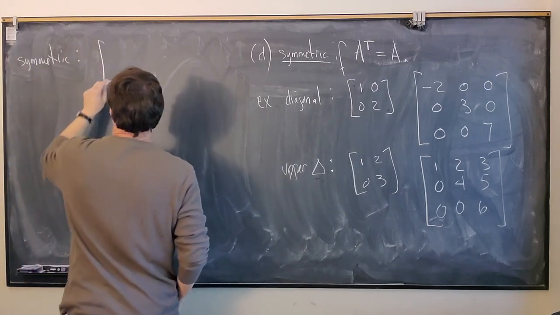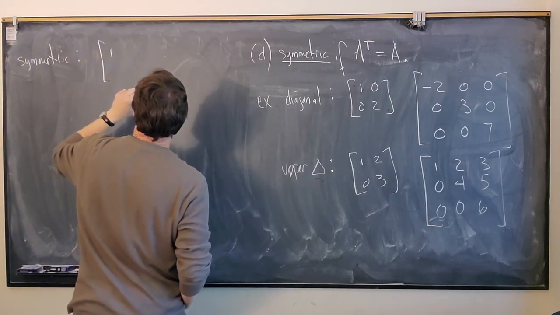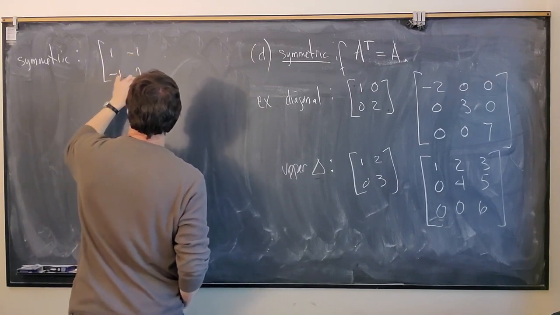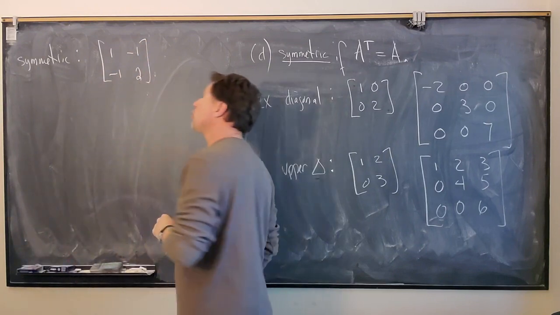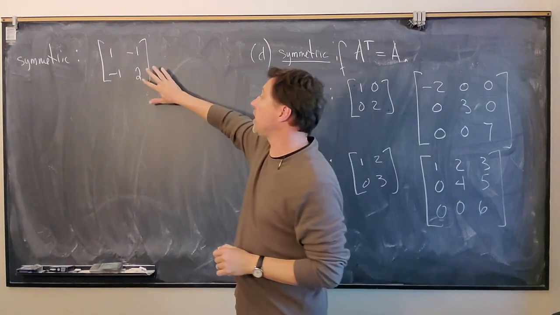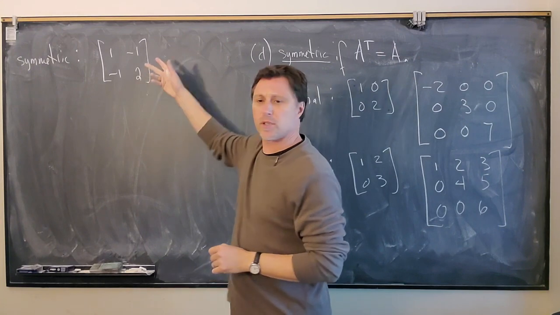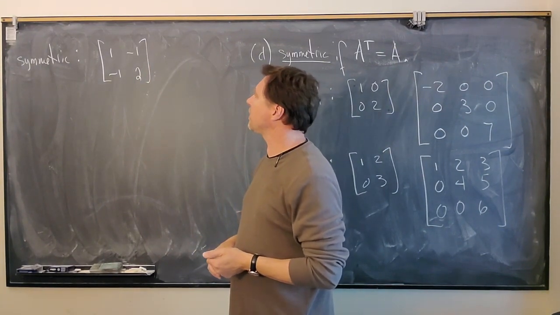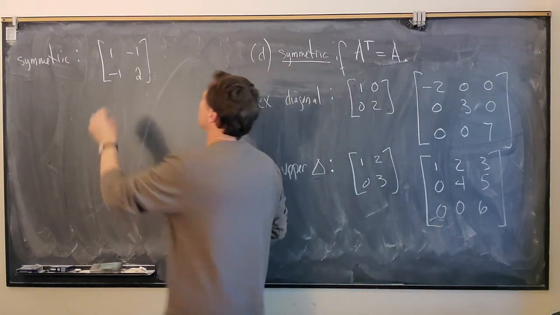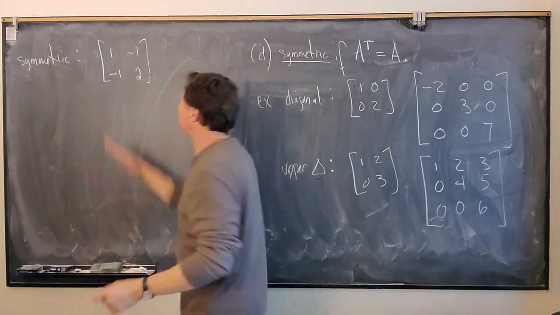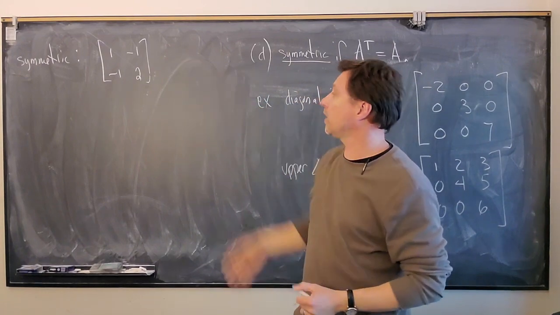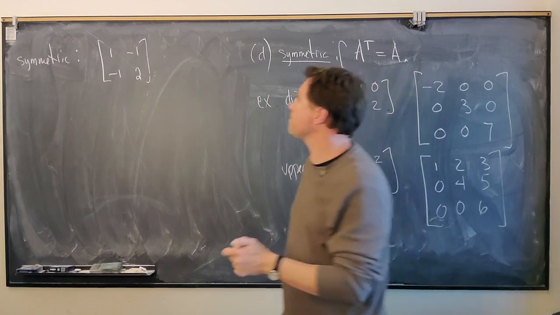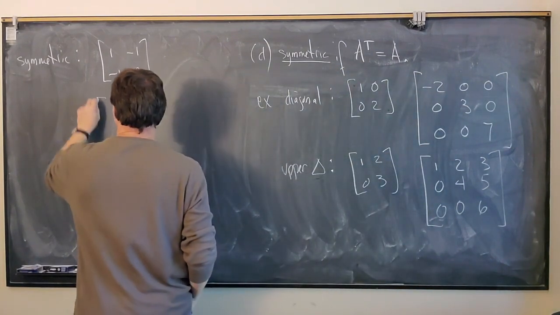So how about something like this? 1, -1, -1, 2. There's an example of a 2 by 2 symmetric matrix. If you take the transpose, remember transpose is when you interchange the roles of row and column. And I like to think of the transpose as just taking this matrix and flipping it about that diagonal axis. If you flip it about the diagonal axis, the minus ones just interchange. Another example of a symmetric matrix.